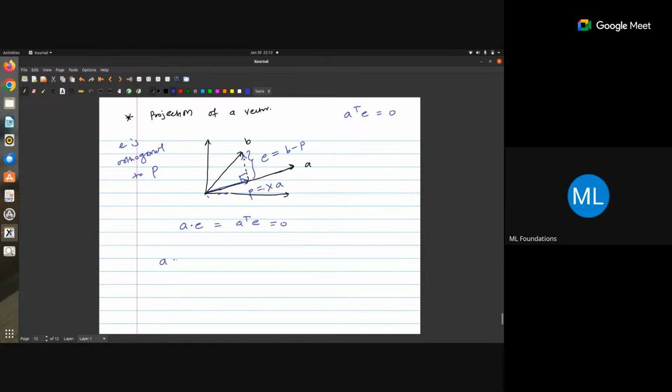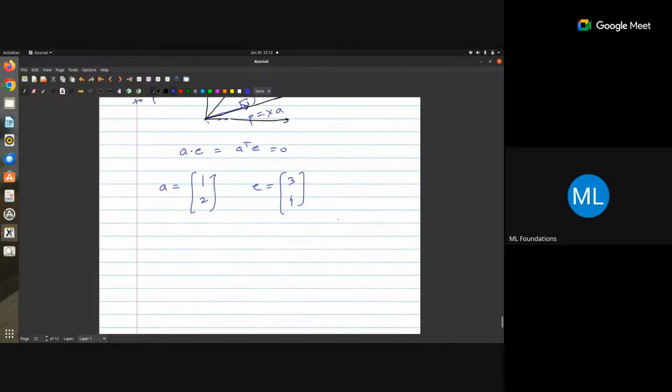Let us say your vector A is 2 dimensional, say 1, 2, and E is also 2 dimensional, maybe 3, 4. What is the dot product between these two vectors? It should be a scalar, right? A scalar means a number.